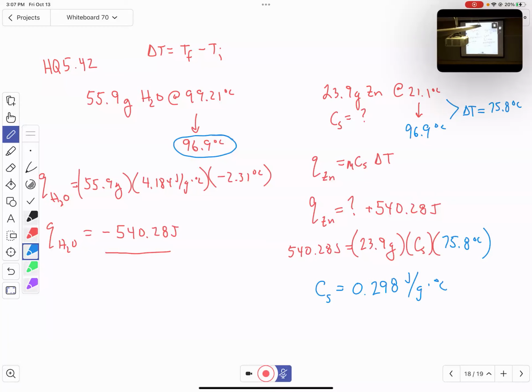Again, your numbers might be a little bit different. Your mass might be a little bit different. Your temperature change might be a little bit different, but the steps are going to be the same. We want to find the heat that the water lost first, and then we use that information to say, okay, this is a closed system, so I can't have any heat lost. So if water loses this heat, it's because zinc gained that same amount of heat.